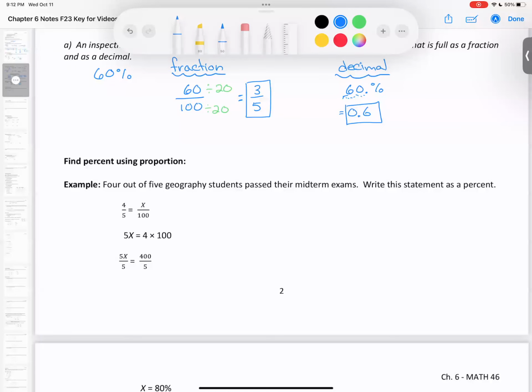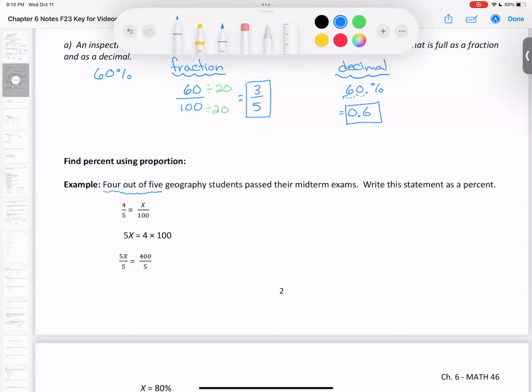Okay, so now we're going to move into some word problems where we're going to find the percentage using a proportion. So for example, if we're told 4 out of 5 geography students pass their midterms, we want to write that as a percent. You can think of this as equivalent fractions. We're saying 4 out of 5 equals some percentage, so some number X out of 100.